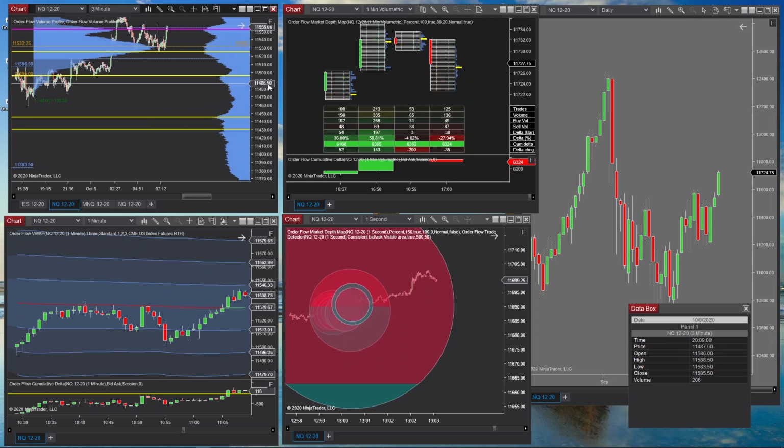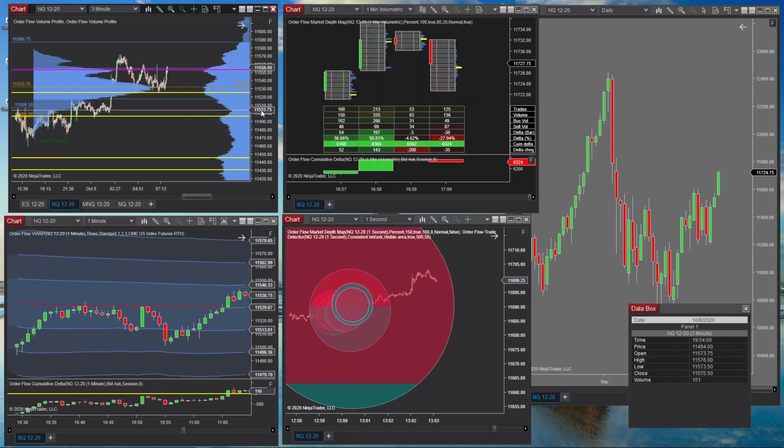I'm trying to keep it simple, but also delve into some advanced concepts that you don't really hear people talk about. Okay, and notice I don't have any other indicators on here, guys. I don't have moving averages. I don't have oscillators. I don't have, you name it. I've seen every indicator on earth.